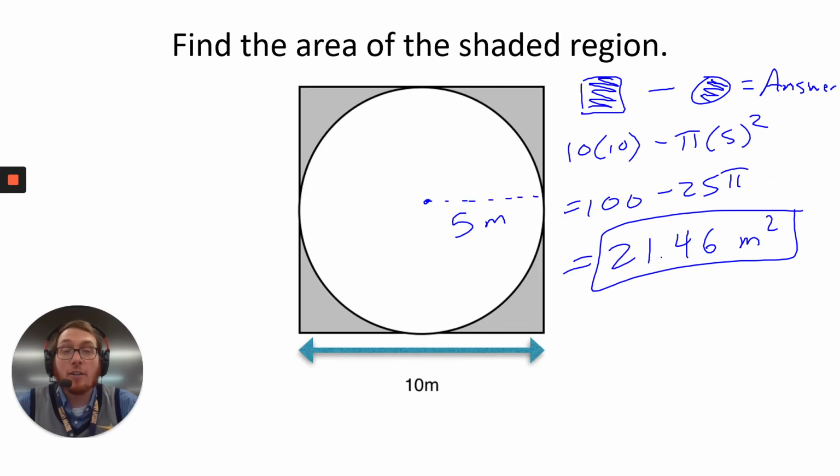The next one is find the area of the shaded region, which is kind of the area of these four pieces outside the circle. So to find this, we should find the area of this big square and then subtract the area of the circle.